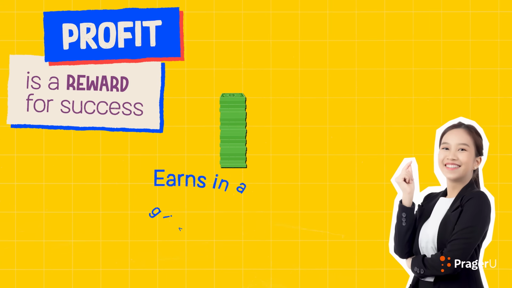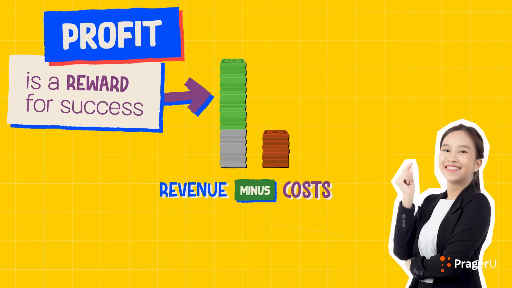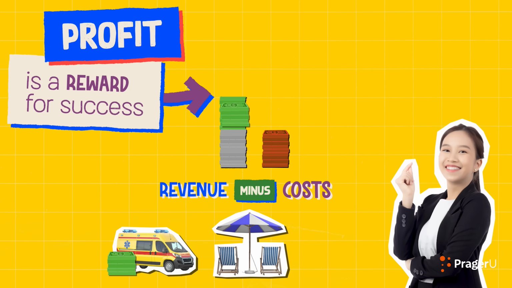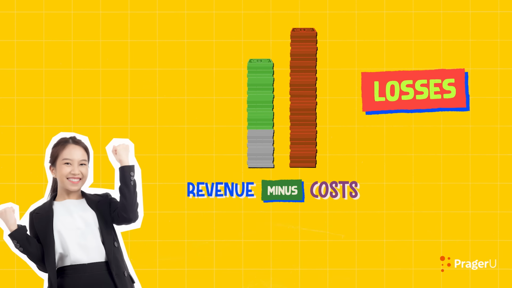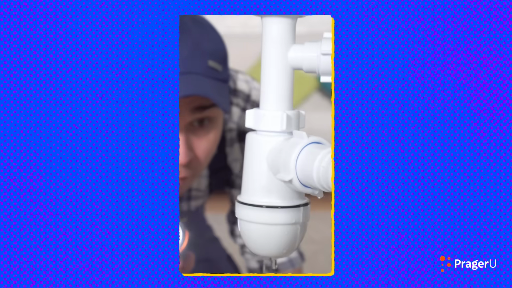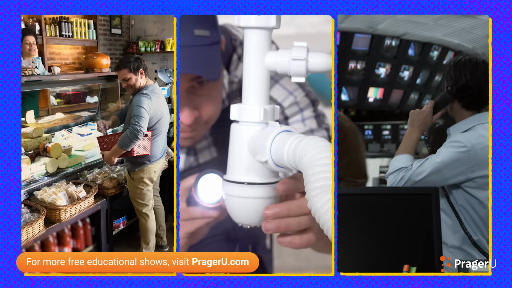It's simply what a business earns in a given time, called revenue, minus their expenses, called costs. It's what they can save for an emergency, spend on a vacation, or reinvest into their business. Losses, on the other hand, occur when a business's costs are higher than their revenue. Oh no! It's the goal of every business, big or small, whether it's a plumbing business, a deli, or a media company, to make a profit and avoid losses.